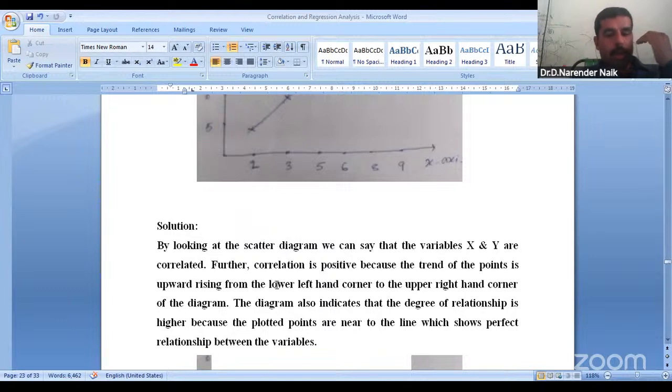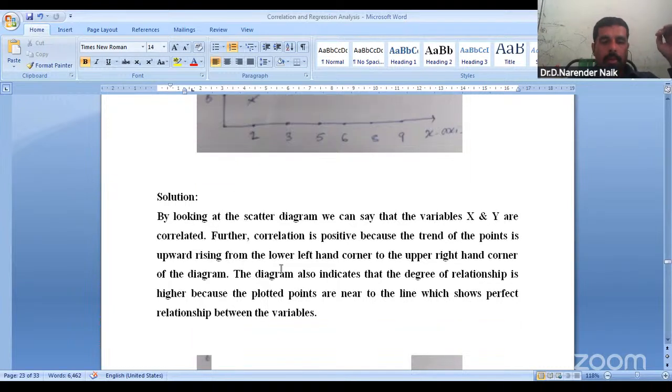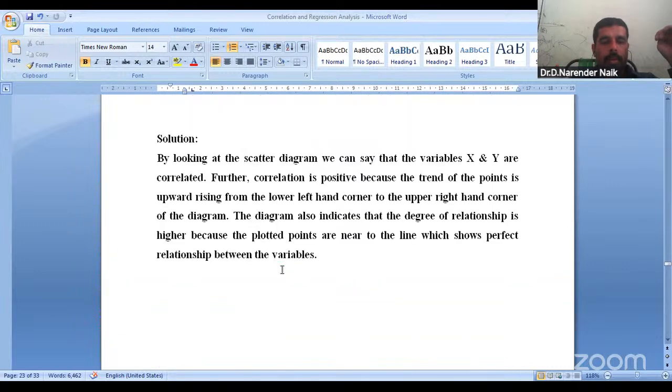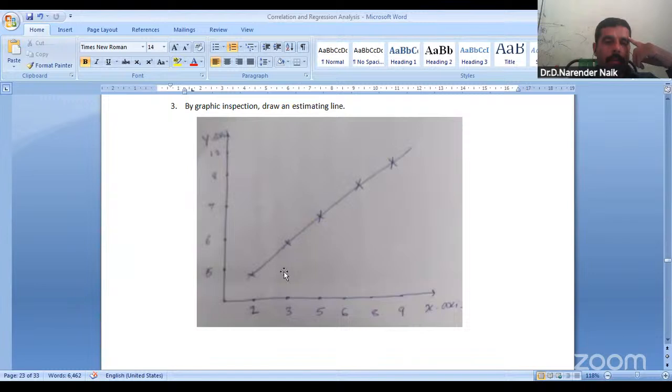By looking at the scatter diagram, we can say that the variables x and y are correlated. Further, correlation is positive because the trend of points is upward rising from the lower left hand corner to the upper right hand corner of the diagram. The diagram also indicates that the degree of relationship is high because the plotted points are near to the line which shows perfect relationship between the variables. So this is the scatter diagram method.